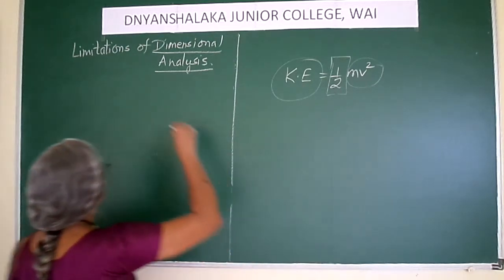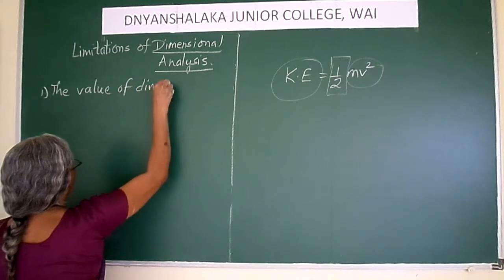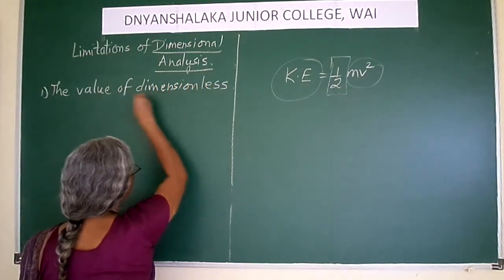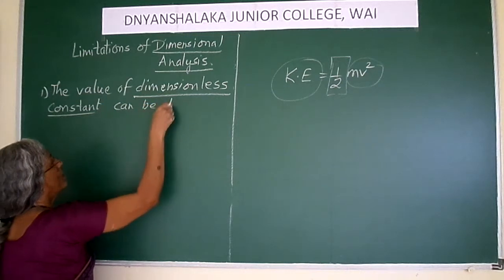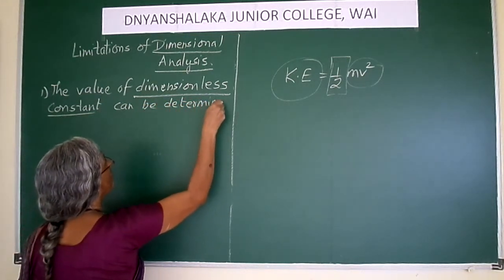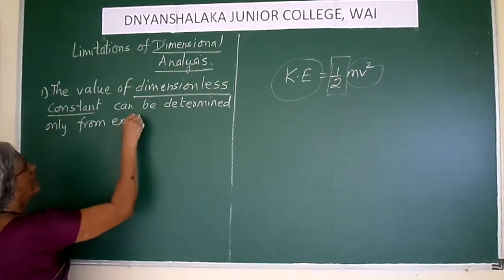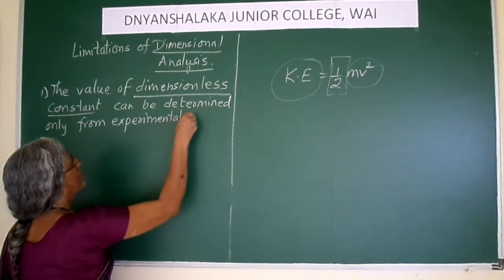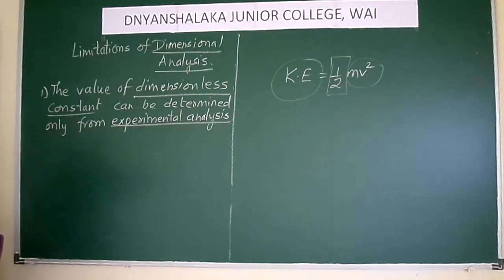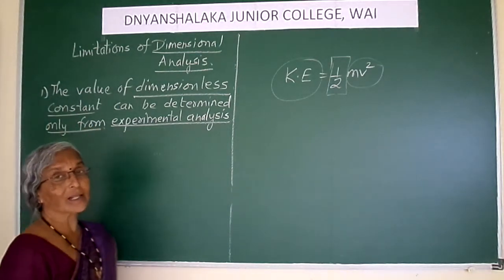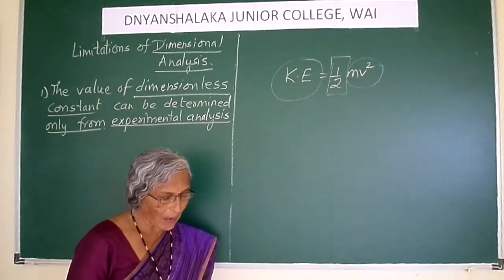The value of a dimensionless constant can be determined only from experimental analysis. We cannot find this value from dimensional analysis. How can we find it? Only from experimental analysis. Getting it? First limitation. Now we'll go for the second limitation.